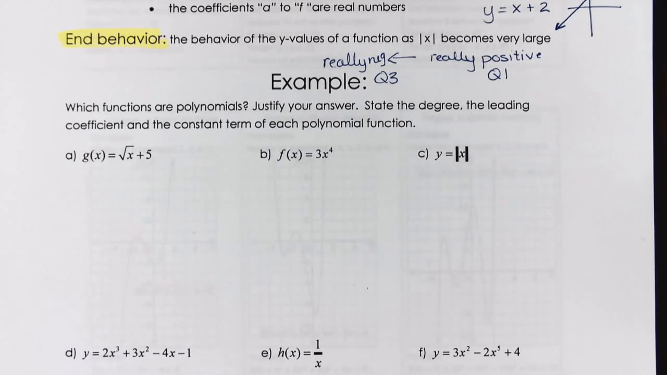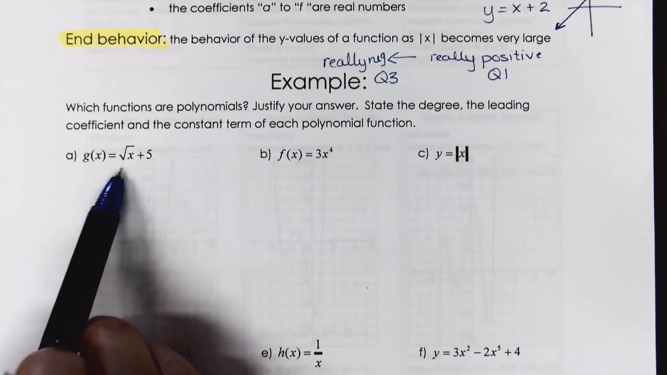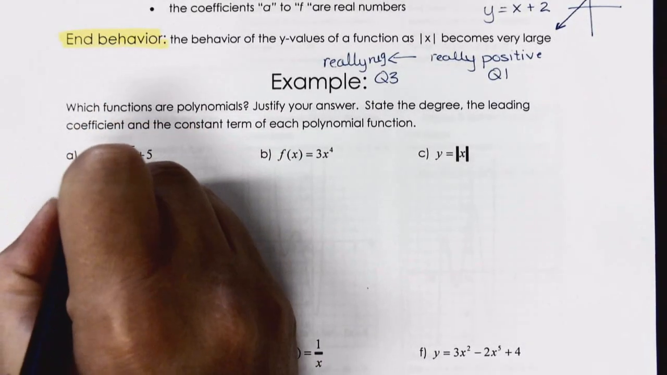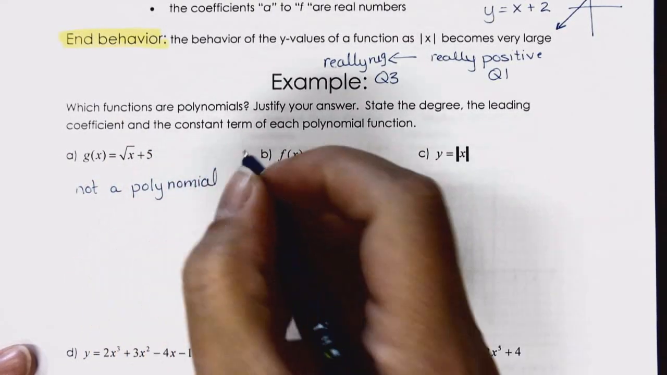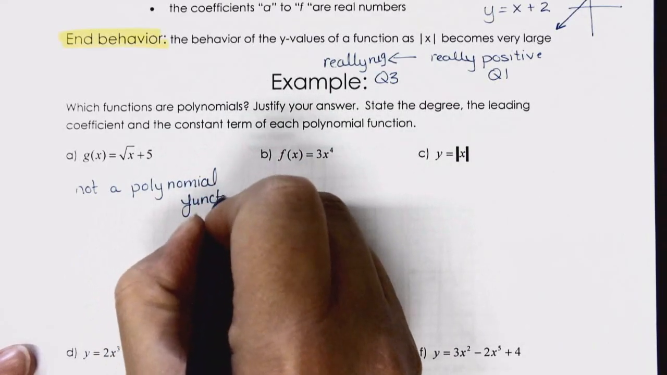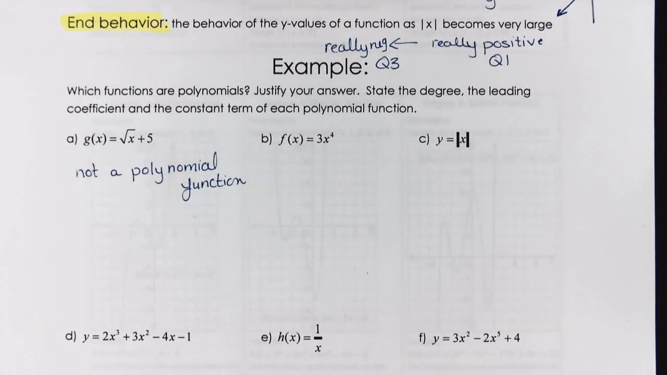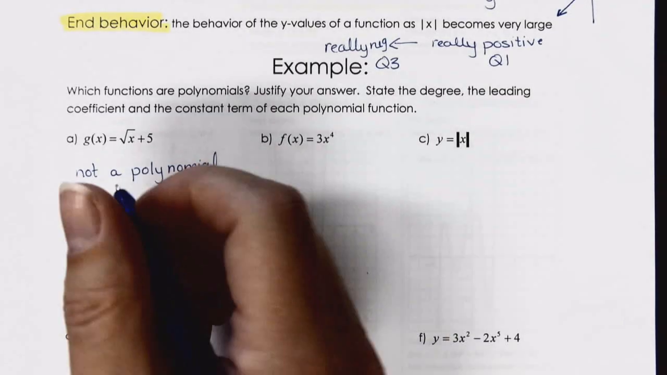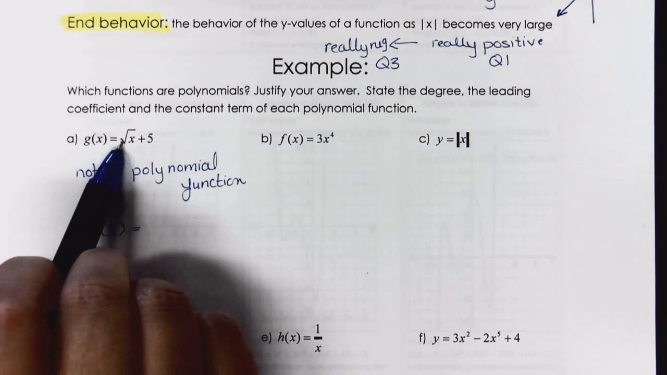Okay, discuss the leading coefficient and the constant term of each polynomial function. This guy right here, is it a polynomial function? How come? It's a radical function. You guys remember this from grade 11? Can you change the radical into a rational exponent? Yeah, you can. When it's a root, what kind of root is it, ladies and gentlemen? Square root.